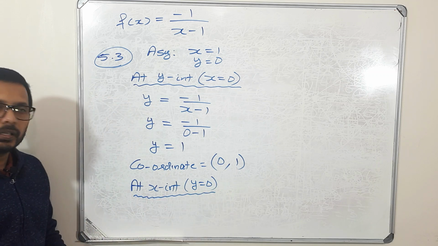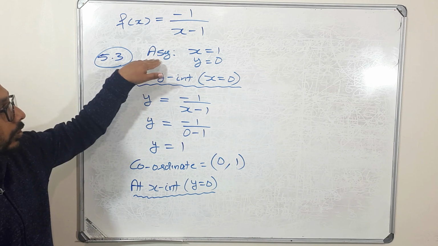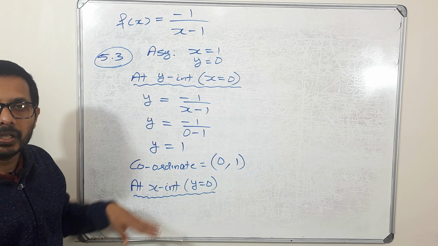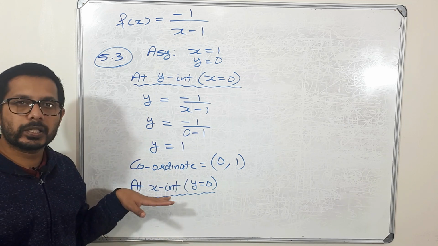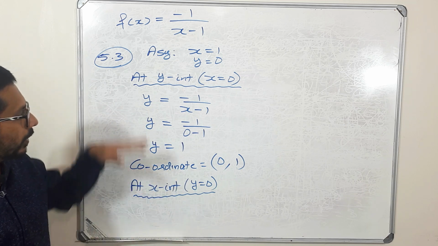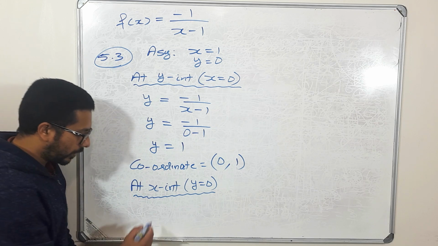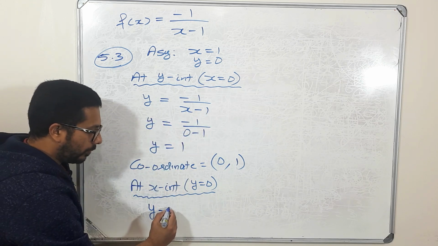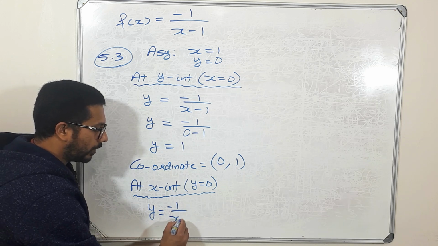Look at this. We know what the asymptotes are, and we tried to find the y-intercept. Now we are trying to find the x-intercept. You won't get any answer, but anyway, just try. What is our equation? y is equal to minus 1 divided by x minus 1.